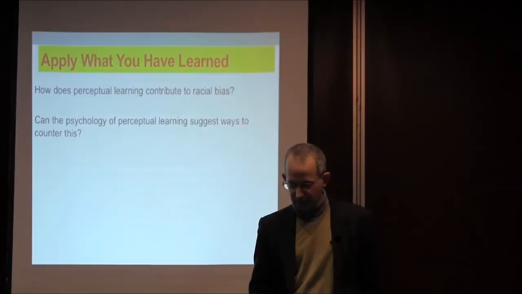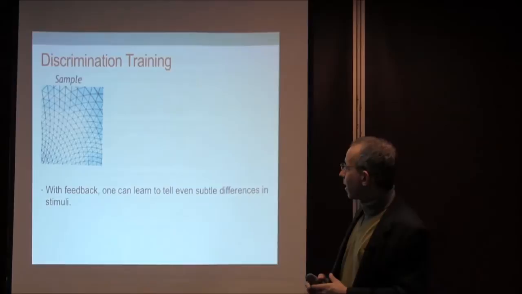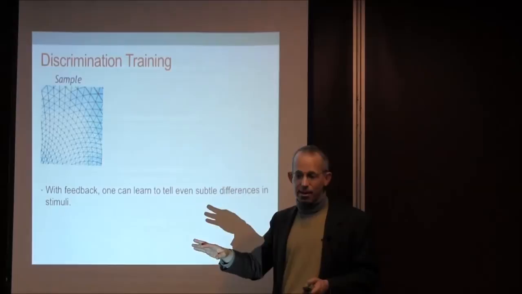Okay. Perceptual learning can also occur from actual explicit discrimination training. So here's a discrimination training with feedback. One can learn very subtle differences. You'd be surprised at how well one can learn with lots of exposure.